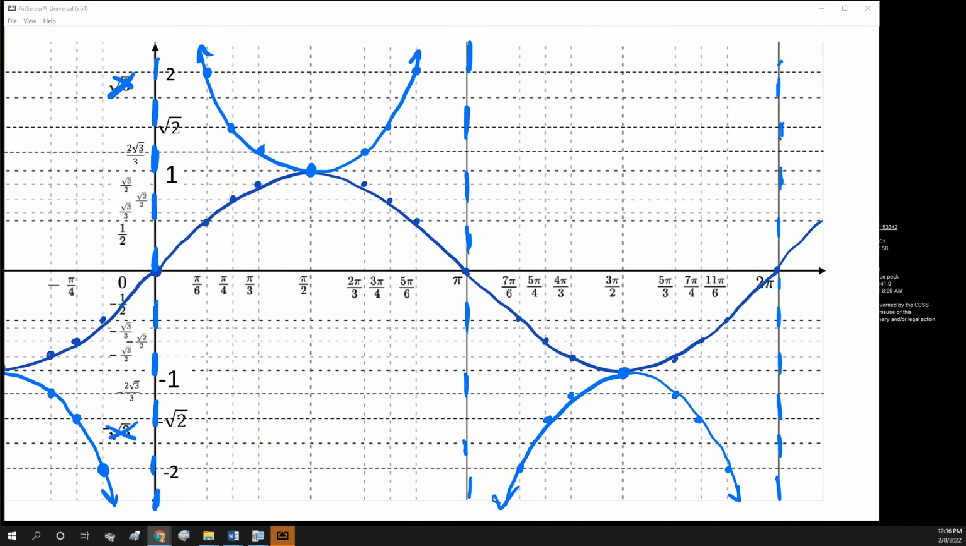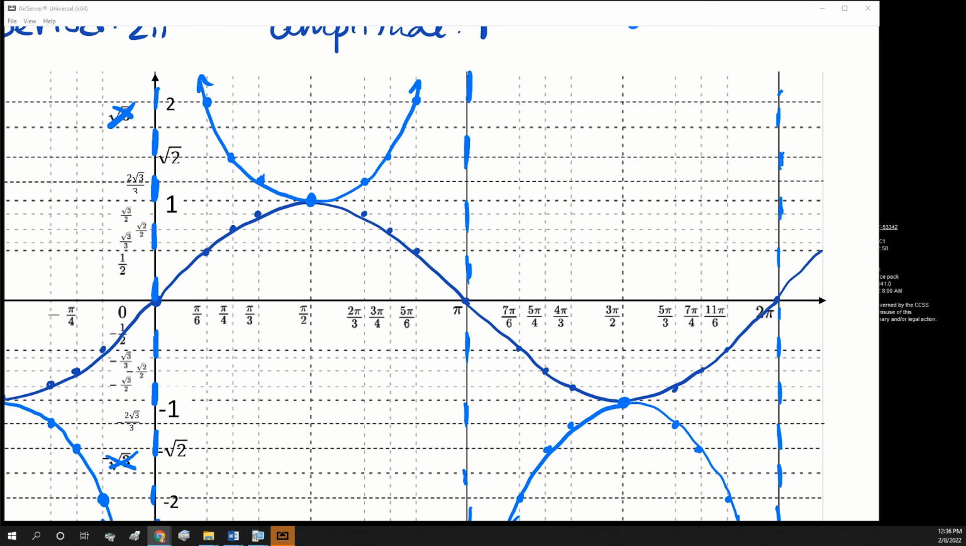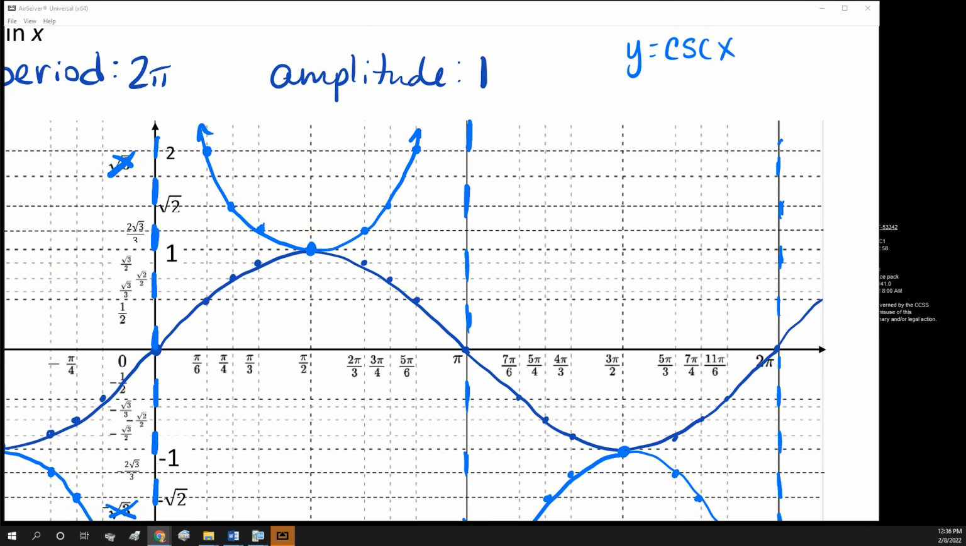So the period of the cosecant matches the period of the sine exactly. What about the amplitude? The amplitude is going to be the distance from the midline to the highest point. Well, is there a highest point on cosecant? No. So there is not going to be an amplitude for cosecant. If there's a question that asks you for the amplitude of cosecant, it's a trick question. There is not one.